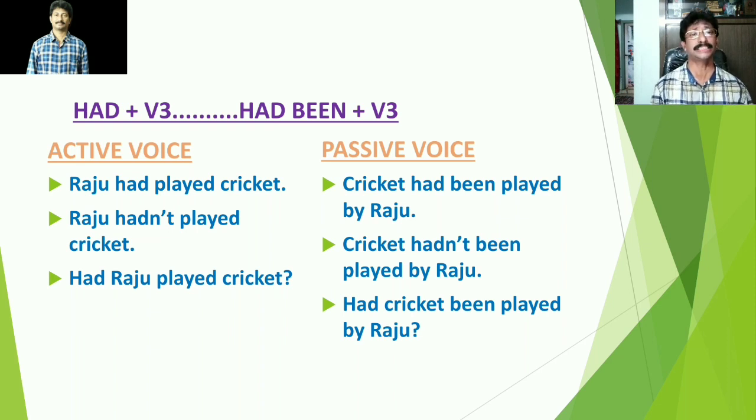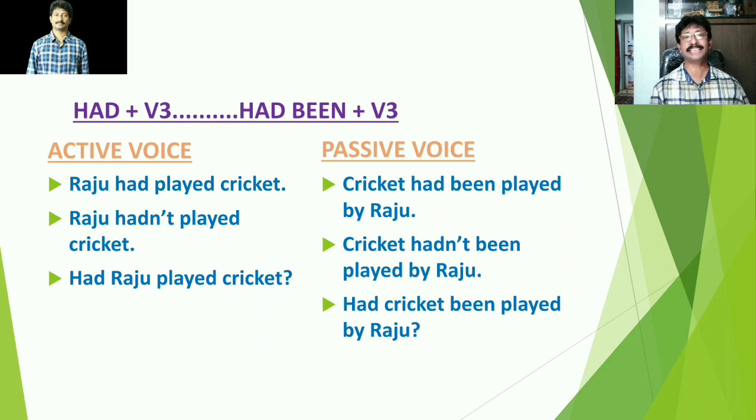What more modifications have been made here? See here, had is followed by been. Why is it been? Because the structure suggests us to add been here. Then been is followed by V3 form of the verb. What is the verb here? Played. So play, played, played. So V3 form is played. V3 form is followed by a preposition by, and this preposition is followed by an object Raju. So the sentence is going to be cricket had been played by Raju.